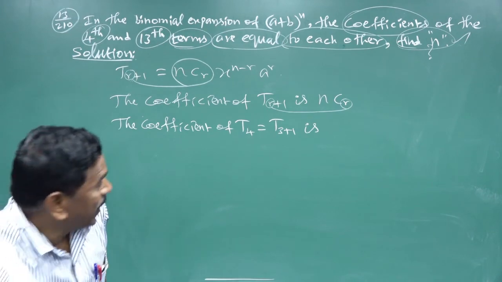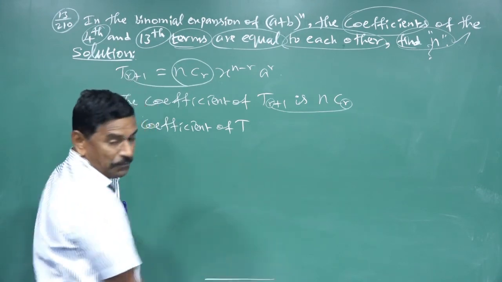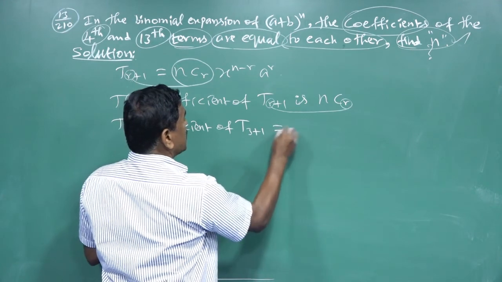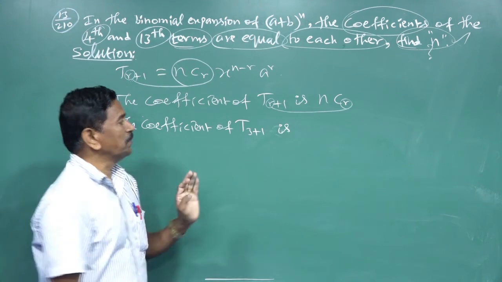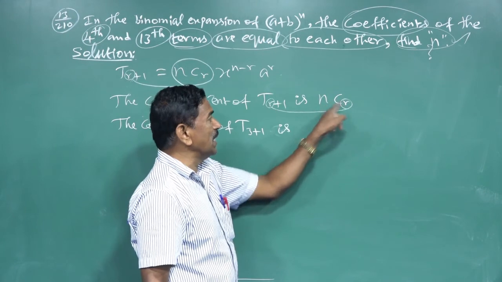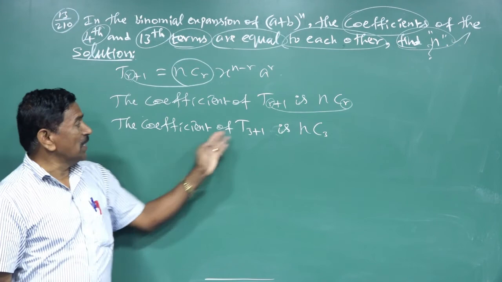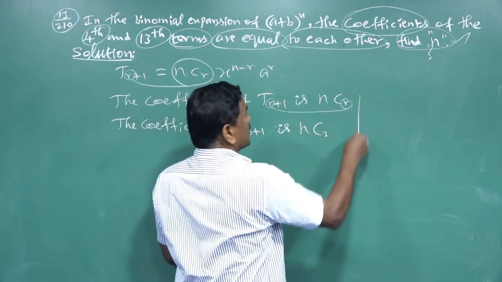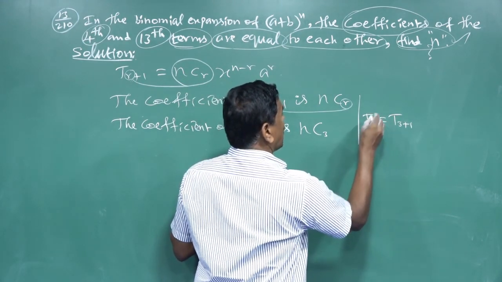We can write it directly. We need T4, and 4 can be rewritten as 3 plus 1. So the coefficient of T(3+1) is, here it is r plus 1, so forget the 1, r is the answer. That is nCr. Similarly here nC3, because T4 is equal to T(3+1). That is a technique.